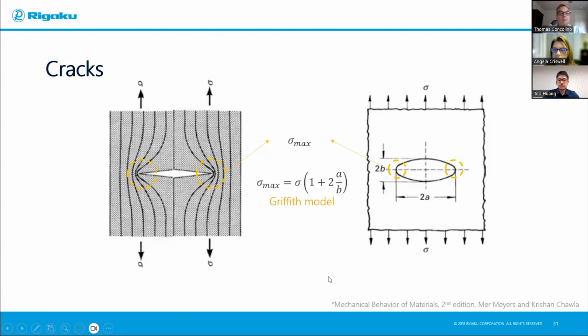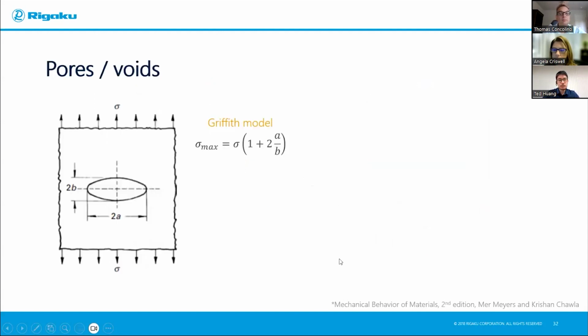So just from this simple term, you can expect, if my crack is very narrow and long, that A over B term will be really large, and then we're expecting a larger sigma max, right? Now, let's say my crack is not narrow and long, then what happens? Well, you're basically looking at a pore. If we assume a perfect pore, a perfect sphere, now the dimension of A is the same as B. 2A is actually 2B now.